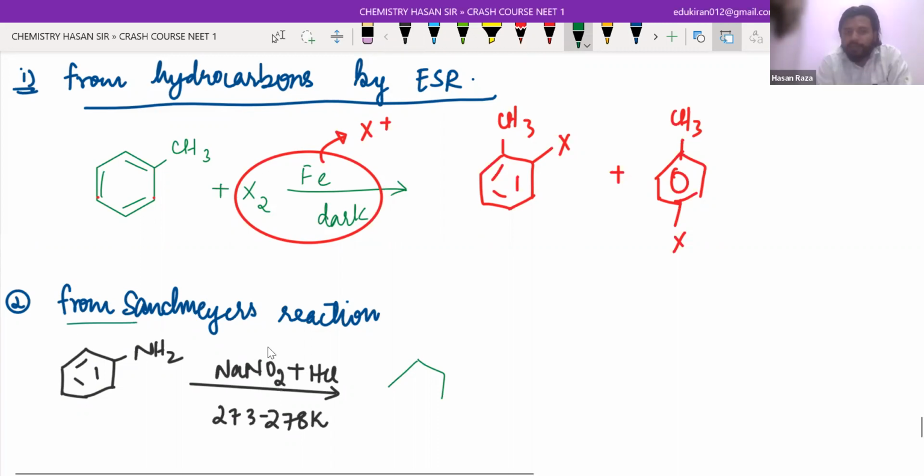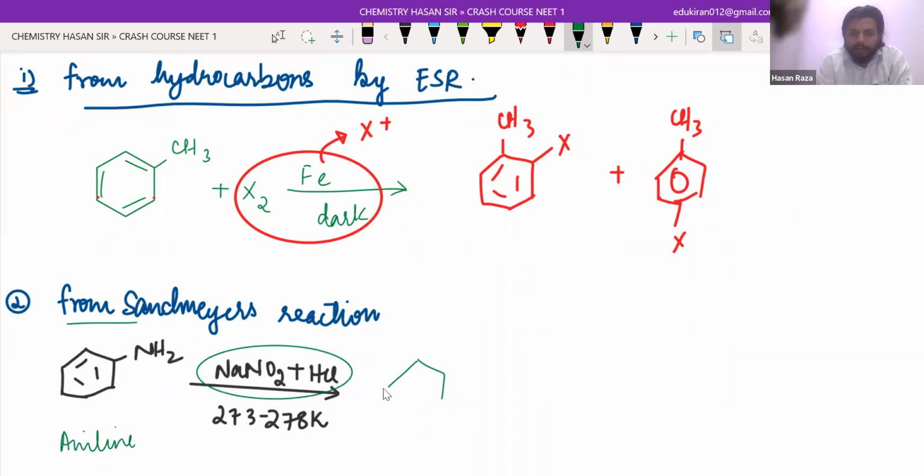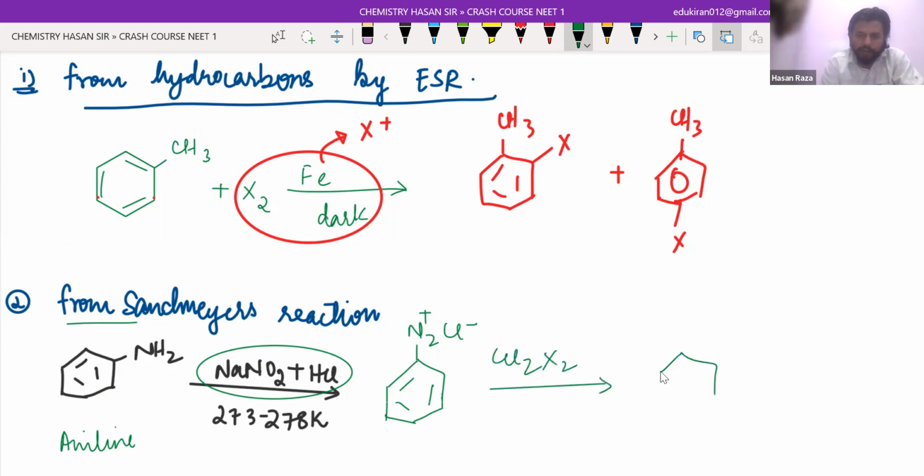So from Sandmeyer's reaction, you are going to react this aniline with nitrous acid, then you will be getting a diazonium chloride, N2 plus Cl minus. This is the diazonium chloride. After getting this diazonium chloride, you are going to react this with Cu2X2, and then N2 will be removed, and you will be getting this chlorobenzene. And N2 will be released.